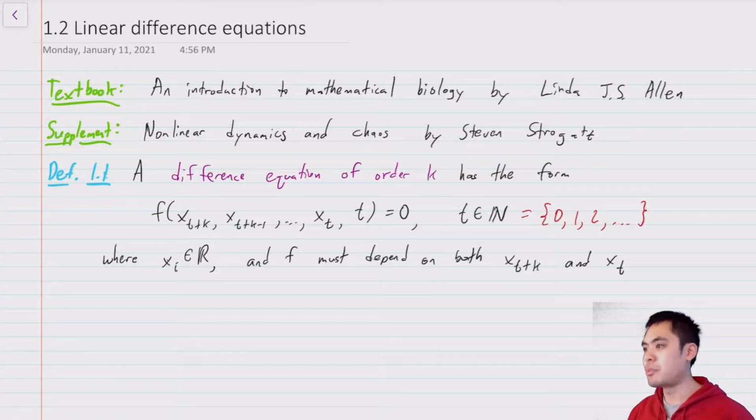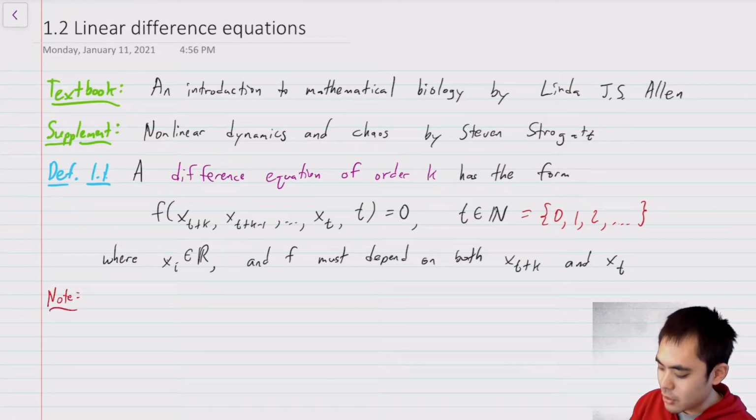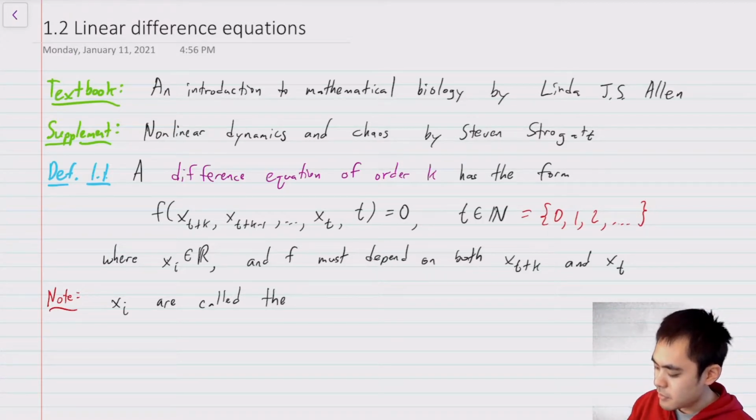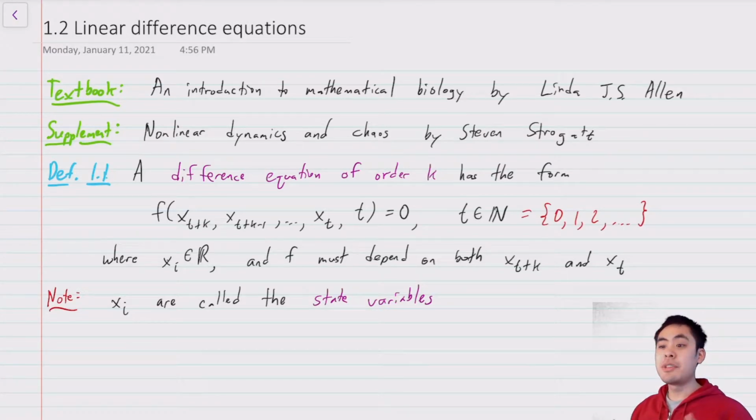So it might be of lower order because it doesn't actually have the dependency on x sub t and x sub t plus k. And just as a note, I mentioned this offhand, but the x sub i are called the state variables. So this is the state of the system. For example, if we have some sort of population growth, say cicadas, one of the state variables might be the total number of cicadas in a generation. That would be a state variable x sub i. And then maybe the total number of cicadas in the next generation would be x sub i plus 1.